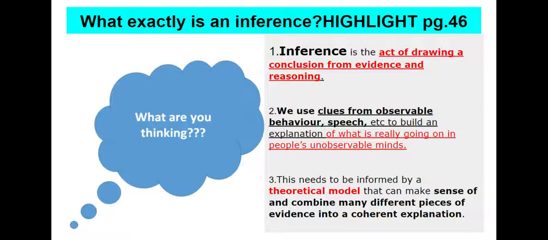And this is then going to be informed by a theoretical model, which will then help give you some evidence into making up your mind as to how you could explain their behavior. We're coming on to theoretical models in a minute, so don't worry too much about that. So just read that on page 46. If it's easy for you to split it into 3 points, do, and just highlight as you can. As you can see, some of it's already in bold.